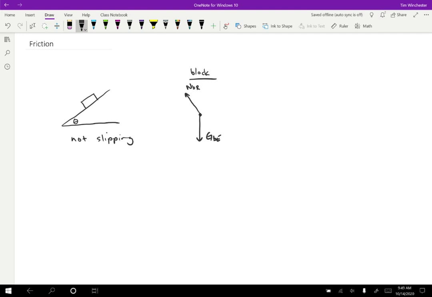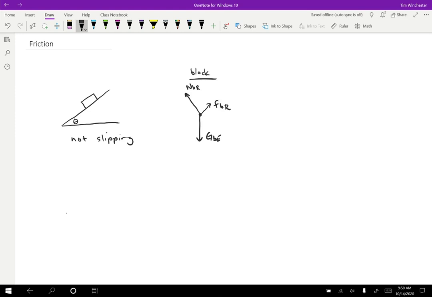But if those were the only two forces, then the block would have a net force and it would be accelerating down the ramp. So the only other force that can be present is friction. And the friction on the block by the ramp is going to look kind of like that. So we know that those three forces have to add up to zero because the block is not moving. But let's say that we tip the ramp up even further.